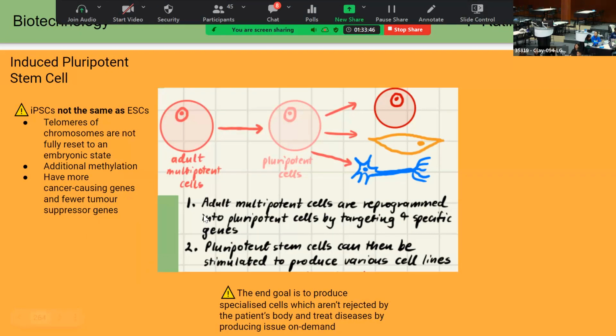And then I talked a bit about this, but basically induced pluripotent stem cells are just reprogrammed by targeting 4 specific genes. These can then be stimulated to produce various cell types, as you can see here. The point of this is that this adult cell comes from the person you want to treat. As such, all the DNA is the same, so it's less likely to get rejected by the body.